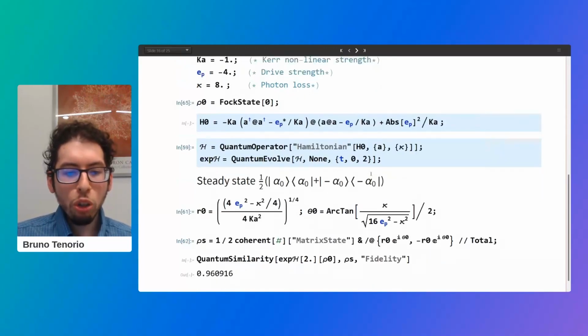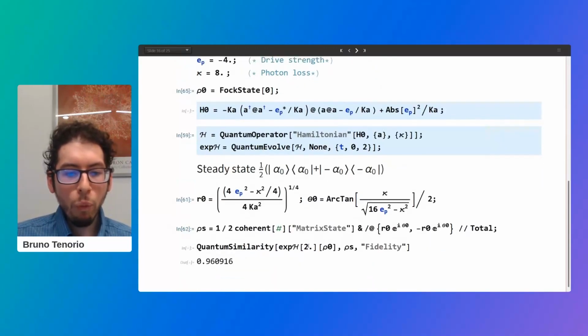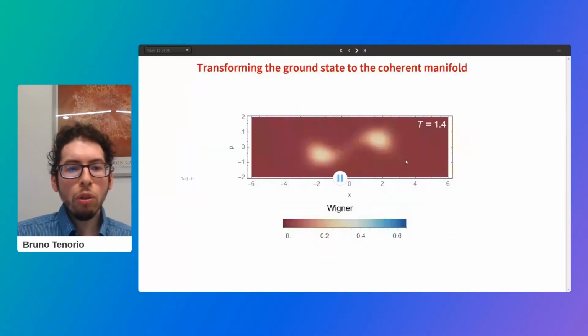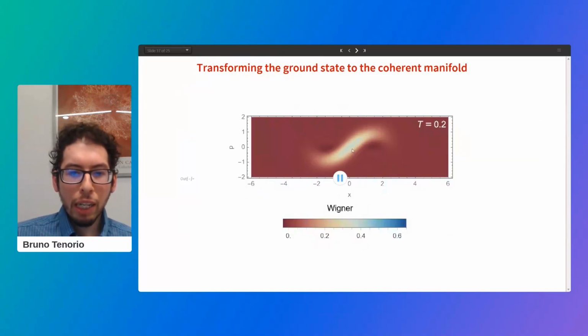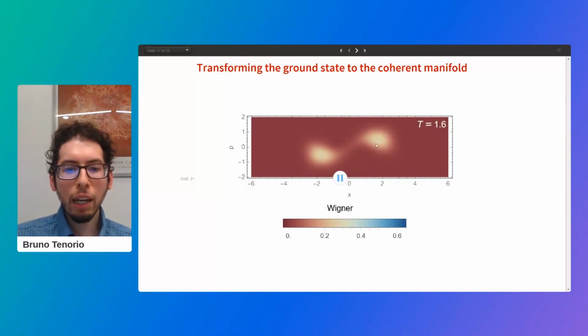So after the evolution, at the final time, we compute the fidelity, and we get 96%. Of course, because there is photon loss, it will not be 100%. We can also see this evolution in animation. It starts in the ground state, and it converges to 2 coherent states. So this means that the ground state is transformed to the manifold of coherent states.